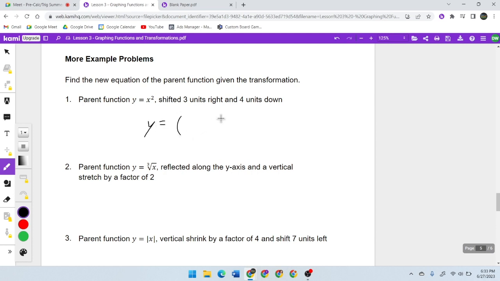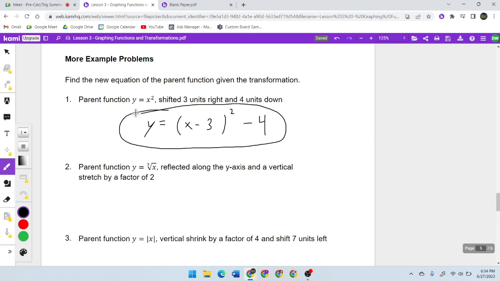So that means it's going to go in parentheses like this, and it's going to be 3 units to the right. Remember, right means minus because it's the opposite. So that's 3 units to the right. Then we're going to square it because that's what the parent function says. And then 4 units down doesn't go until the very end. And there we go.